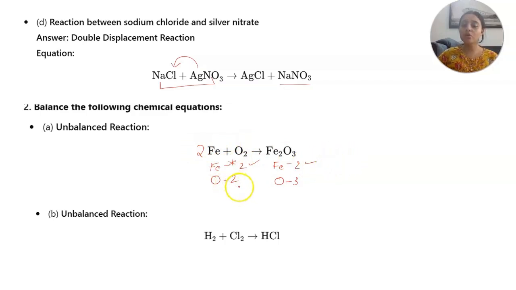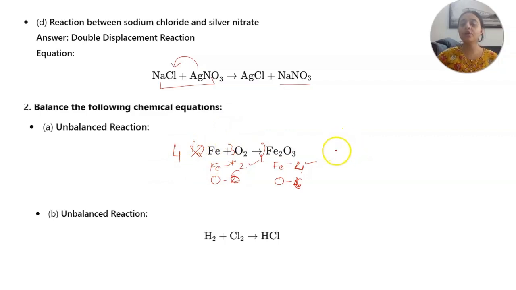Now what about oxygen? 2 is there, oxygen here is 3. So what are we going to do? We are going to write 3 here. Now how many atoms of oxygen? 6. So we are going to write 2 here. So here it becomes 4 iron and it becomes 6. Now since iron becomes 4 here, we are going to cancel out 2. We are going to write 4 Fe.